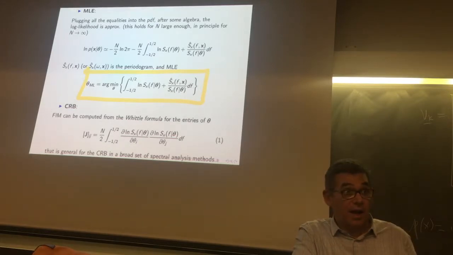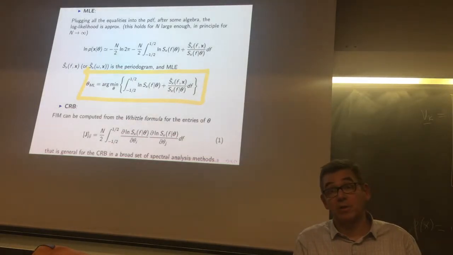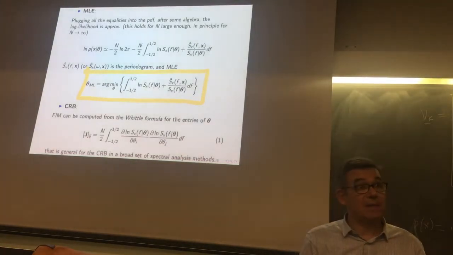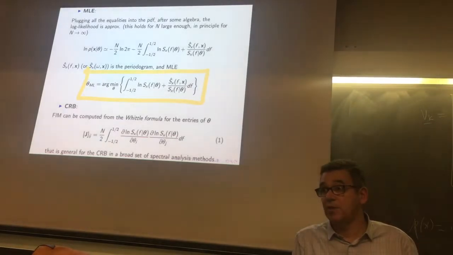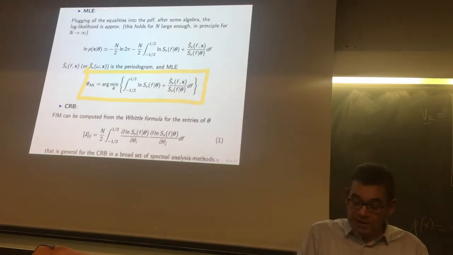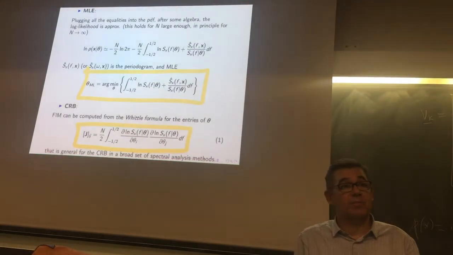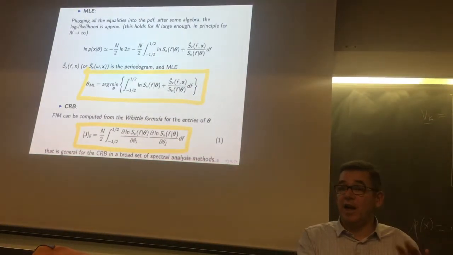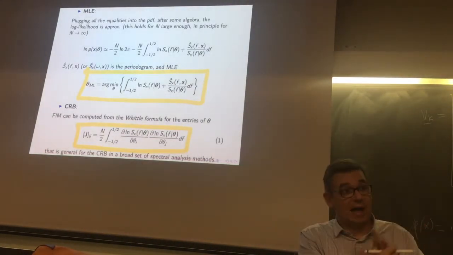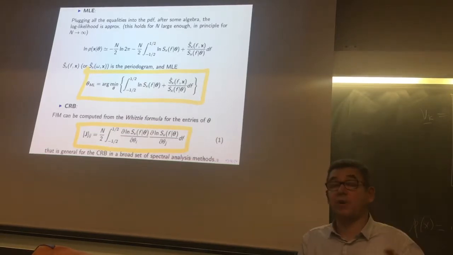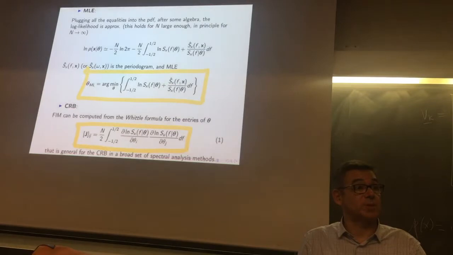Similarly, I can compute the Cramér-Rao bound for parametric spectral analysis, which comes from the Fisher information matrix. Luckily, we have a formula describing the terms, which can be derived. It's the Whittle formula, which gives me the entries of the Fisher information matrix. So we have a perfect structure that we will specialize to the case of autoregressive spectral analysis and moving average spectral analysis.